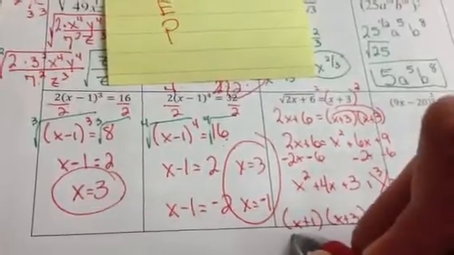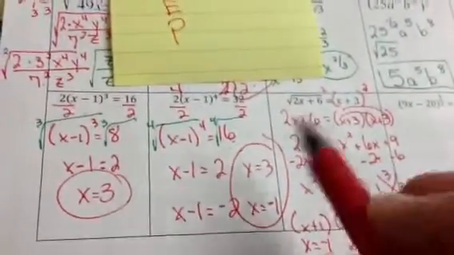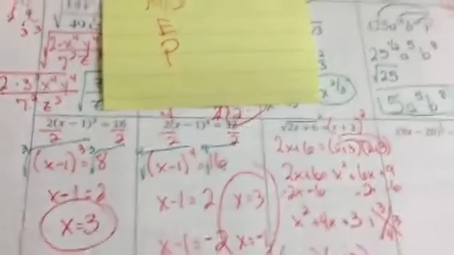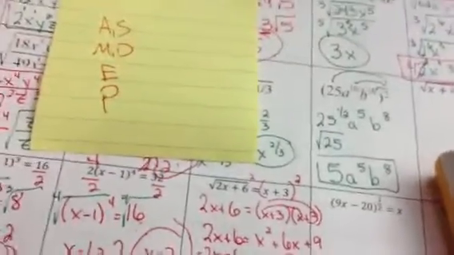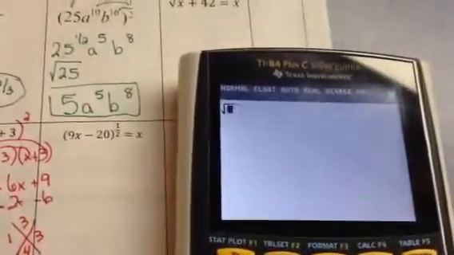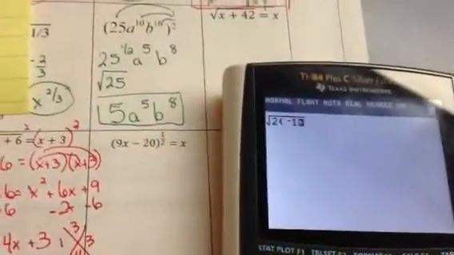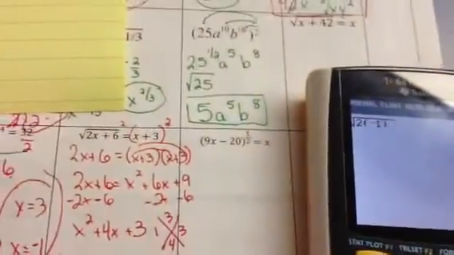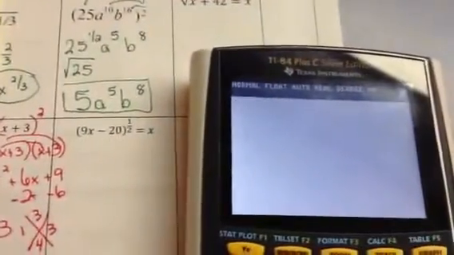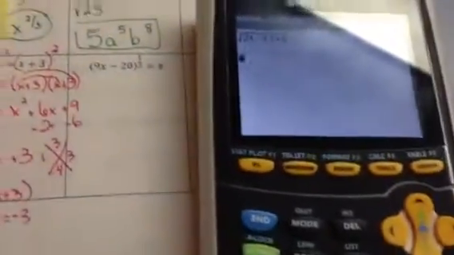What makes them 0 are negative 1 and negative 3. And I want to see if I put this in, does the left side equal the right side? So first I'll start with the left one. So square root. And I'm going to do 2 times, what was it? 1, negative 1. And then add 6. And I get this number. And so if I put negative 1 to the other side, do I get the same answer?